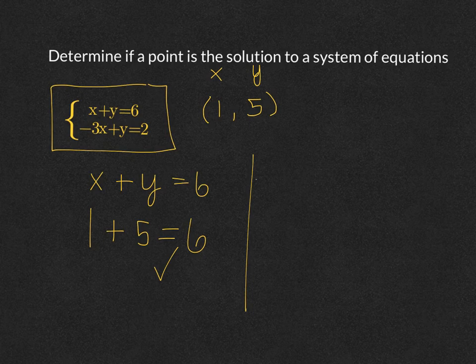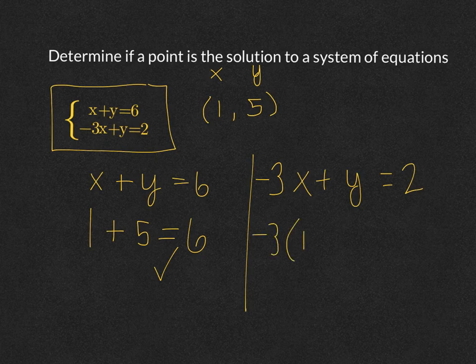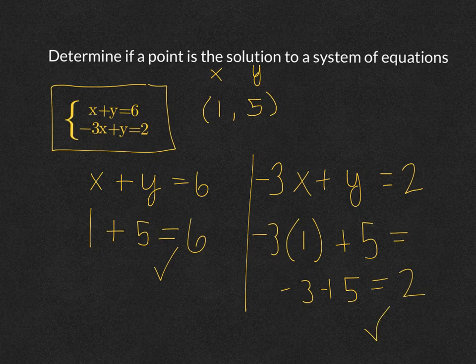So if I have the second equation, negative 3x plus y equals 2, I'm going to go negative 3 times 1 plus 5. So that's negative 3 plus 5, and that equals 2. So that checks out to be a solution to the system of equations. If either one of those equations is not true for the point, then the point is not a solution to the system.